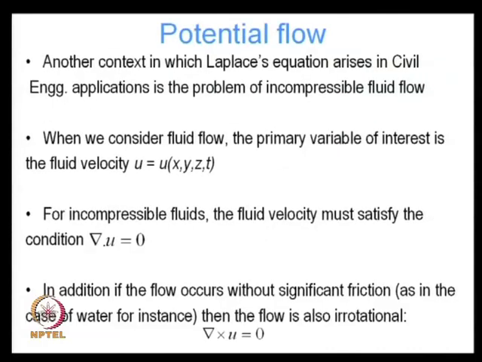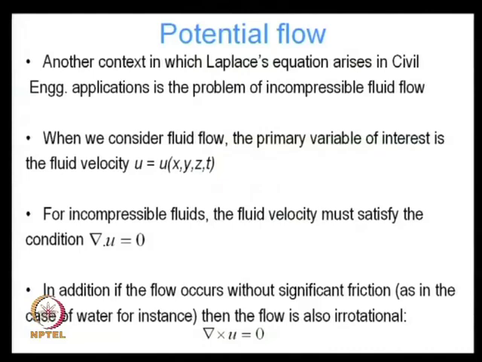Another problem which arises in civil engineering applications is of potential flow. So suppose we consider the flow of an incompressible fluid, for instance water. People in hydraulics are interested in how water flows, and solving the equations of motion. So here the problem becomes complicated because it is a constrained problem. And what is the constraint? The constraint is that the divergence of the fluid velocity is zero.